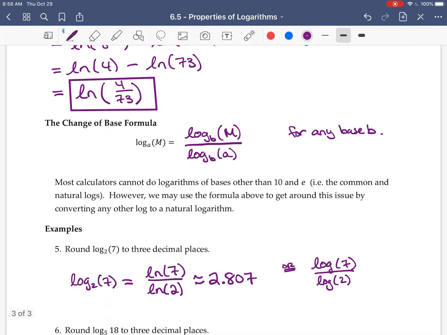Okay, now we also had this change of base formula. So we don't use this so much, but if we actually want to compute a log, and we're in a base that's not e or 10, then our calculator does not have the ability to do it. So we can switch to base 10 or base e by using this change of base formula. So if you're in base a and you want log base a of m, but you want to be in base b, you can take log base b of m, but you have to divide by log base b of base a, your old base.